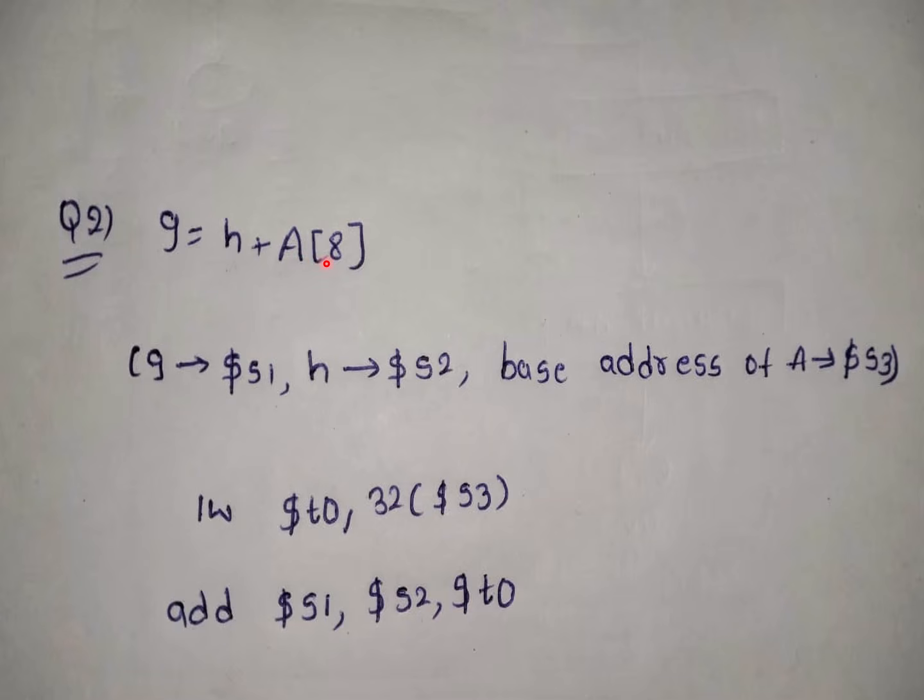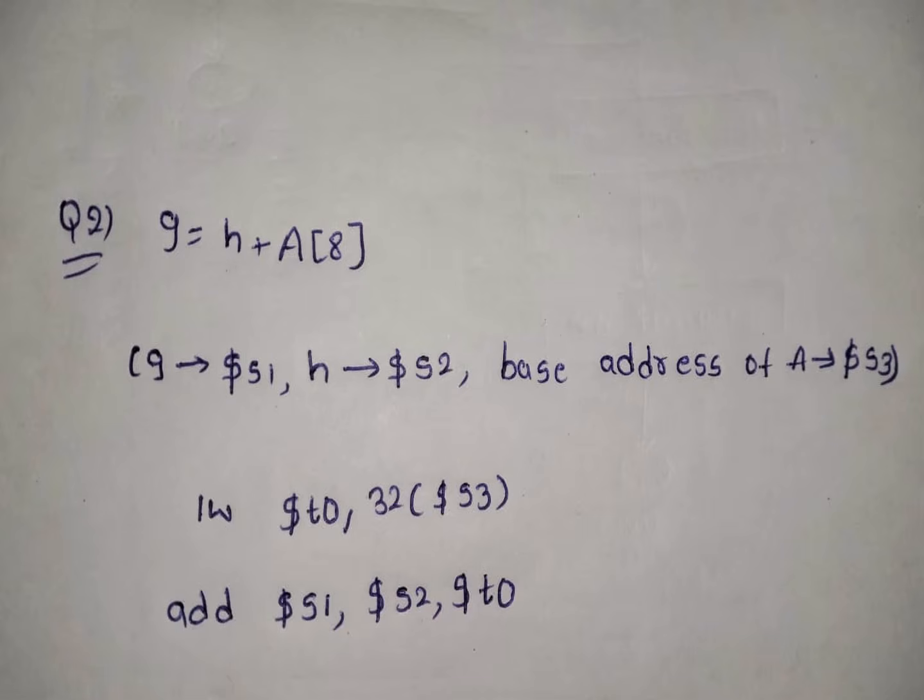Now what is it doing? We are storing in $t0 the value at this A[8] array address. And after storing this in $t0, finally g is stored in $s1. So in $s1 what are we storing? Adding $s2 and $t0. That's all. If you write this, that is enough.